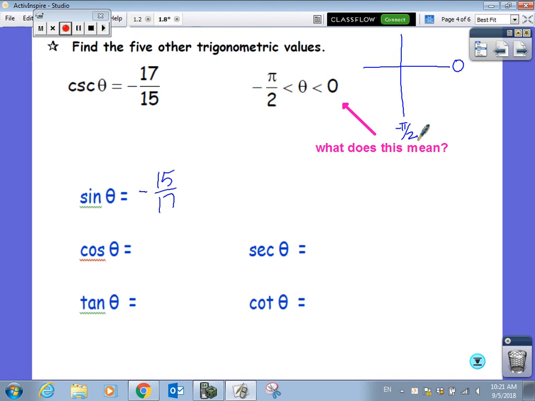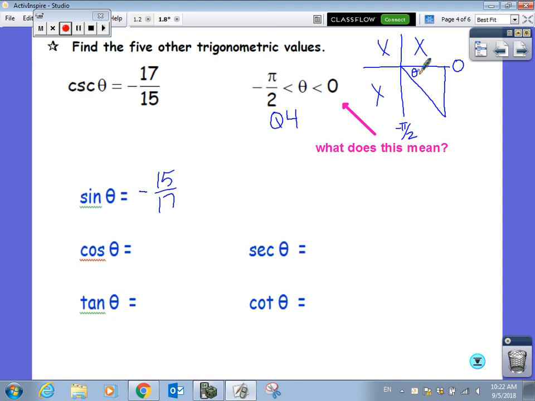This is another way of saying we are in quadrant 4. We must be less than 0. We must be greater than negative pi over 2. So that means we are in quadrant 4. So that's where we will draw our triangle with our theta being the reference angle right there.